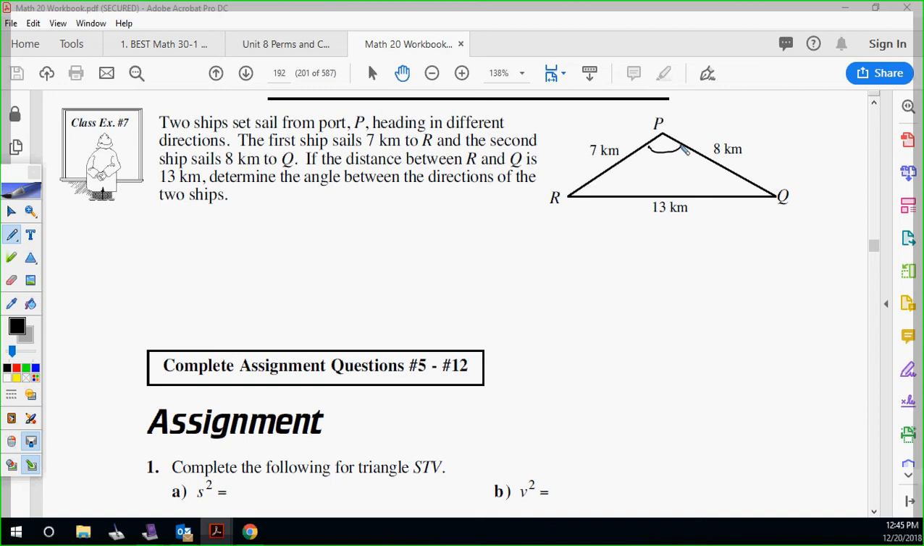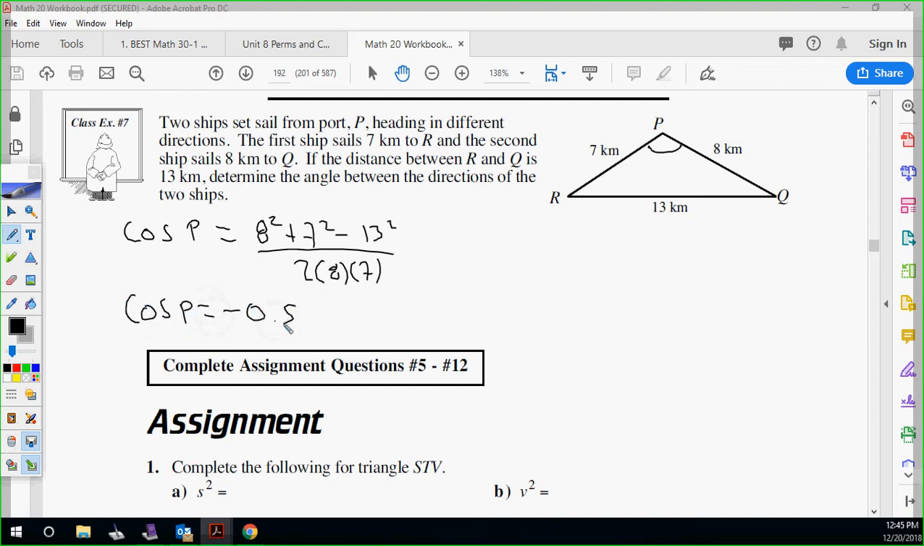So we'd be simply doing cosine of P equals 8 squared plus 7 squared minus 13 squared over 2 times 8 times 7. This is interesting, and I want to see if you can pick this out. If somebody gets this right on the first guess, I'll give you full marks back for Moodle corrections on the Moodle quiz. 6. Oh, 6. Yes, you got it. So we get cosine of P equals negative 0.5.